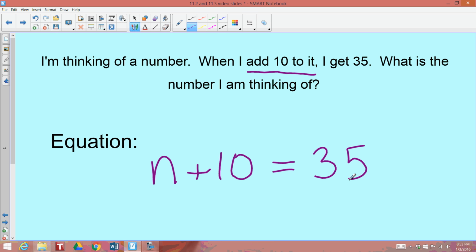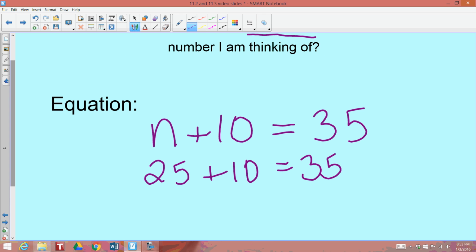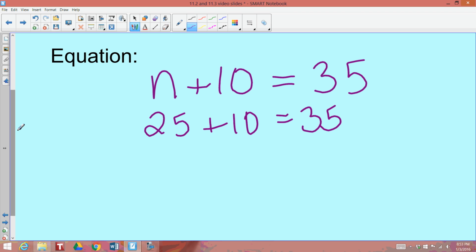So what is the number I'm thinking of? Well, what plus 10 is 35? Right, 25 plus 10 equals 35. But my question to you is, how did you get that 25? Did you just know it? Did it just pop out into your head? Or did you use something to help you figure out that the number I'm thinking of is 25?